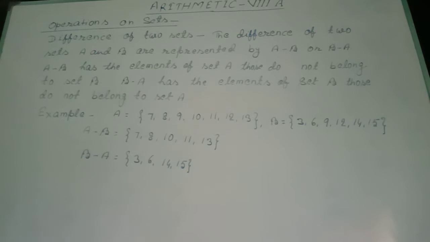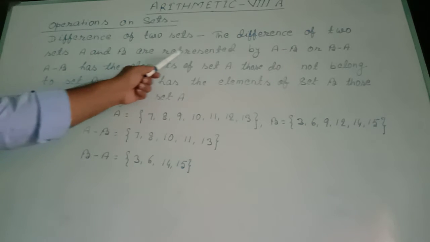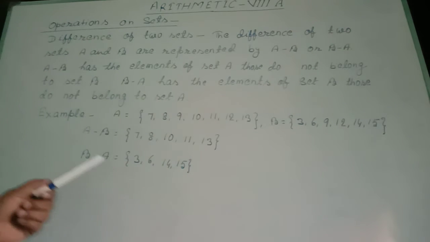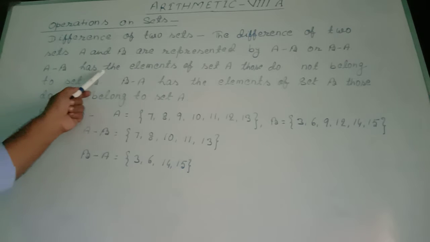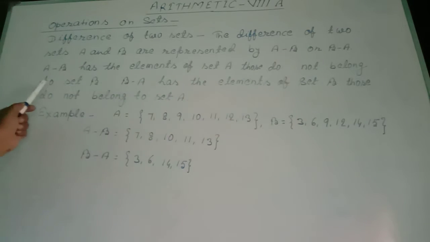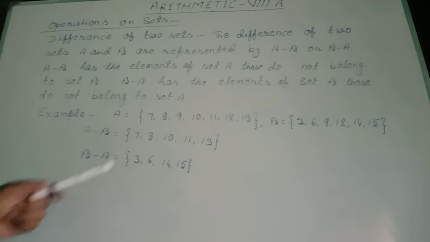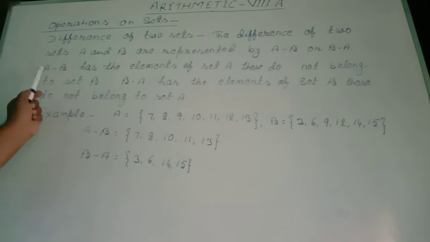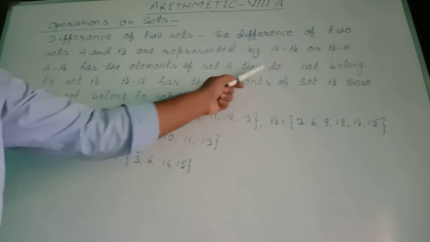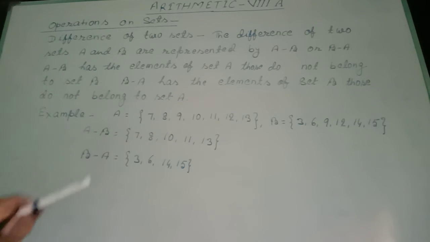Now the new topic is the difference of two sets. The difference of two sets A and B is represented by A minus B or B minus A. Now A minus B has the elements of set A that do not belong to set B. A minus B has the elements of set A that do not belong to set B.